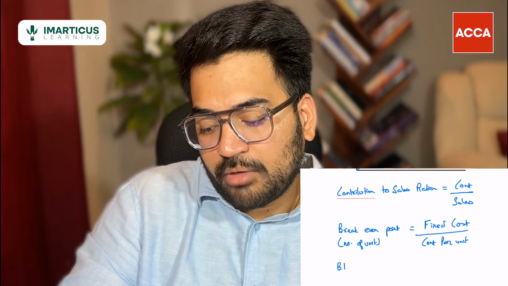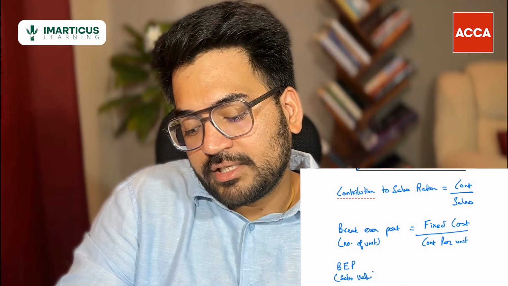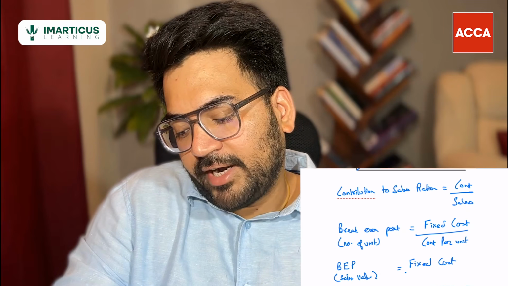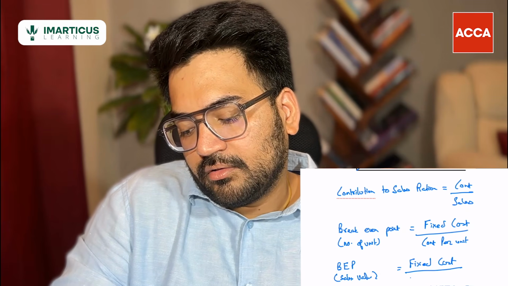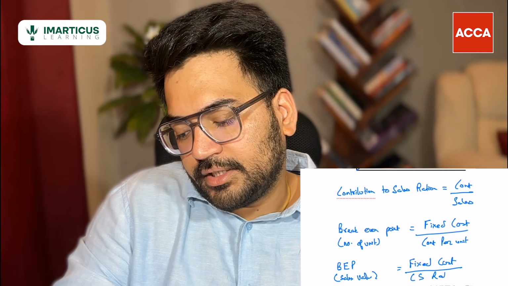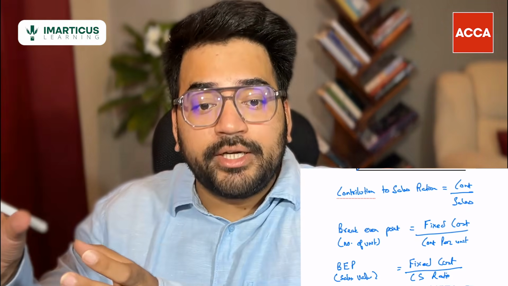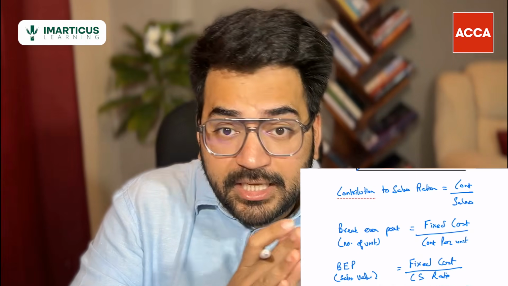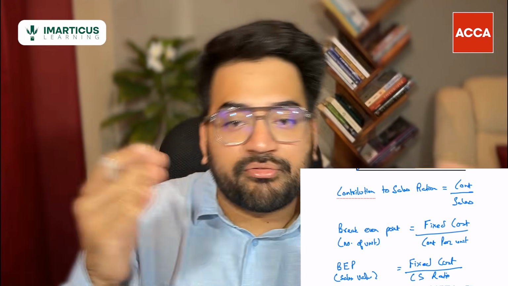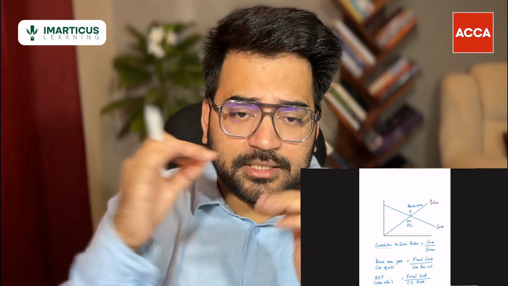Similarly, if you want to find your break even point in terms of sales value, so how much value of sales you should be doing, it's going to be fixed cost divided by contribution to sales ratio. So if you divide by the CS ratio, you'll get the sales value that you need to do to reach the break even point, because ultimately the point is to cover your fixed cost. Only then you are neither making profit nor making any loss. So I hope this part is clear to you.